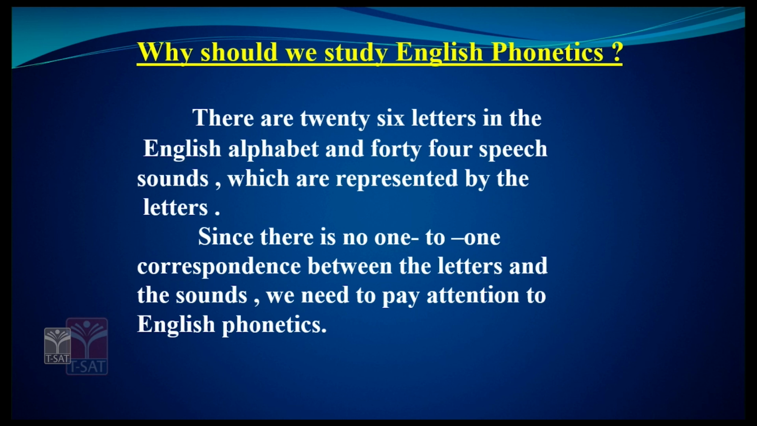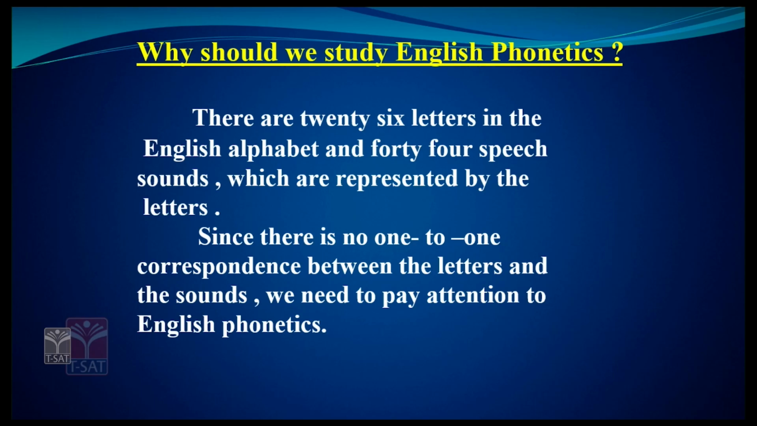For example, the letter C represents K as in cat and camel, and it represents the sound S as in sell, ceiling and receive. Similarly, the cluster CH is pronounced as K in chemistry, Ch in cheap and Sh in parachute. Since there is no correspondence between the letters and the sounds, we need to pay attention to the production of speech sounds in the English language.